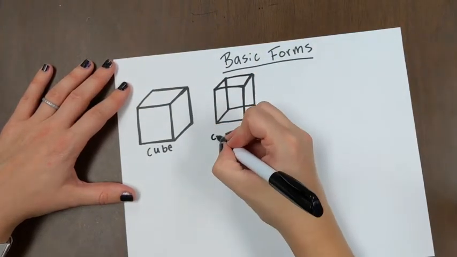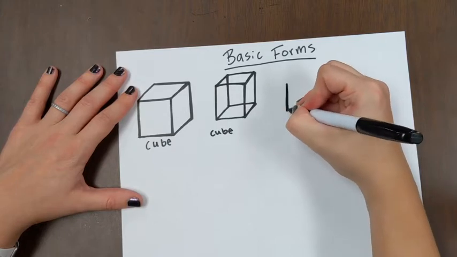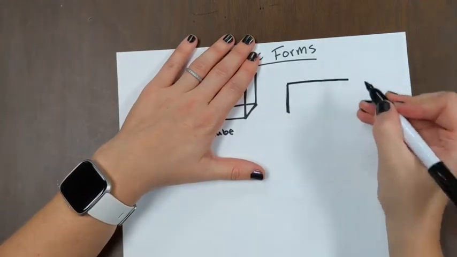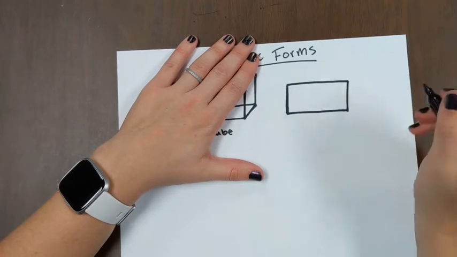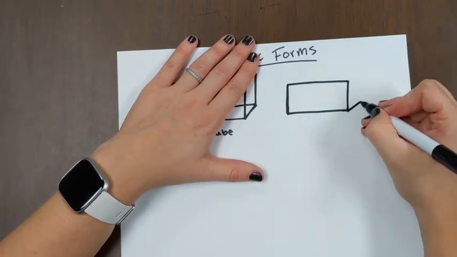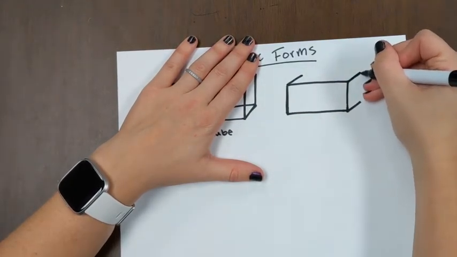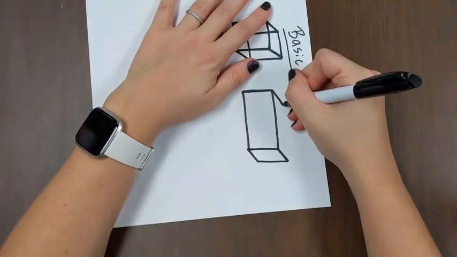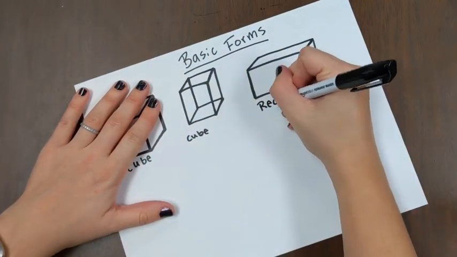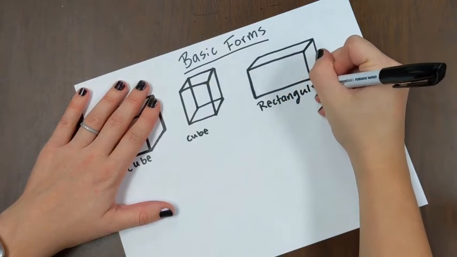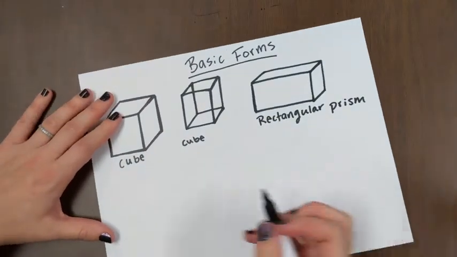I'm going to draw a cube underneath this one, and next let's try out a rectangular prism. So I start with a basic rectangle, and I do the same things that I did to the first cube I drew. I'm going to draw diagonal lines going from the corners, and then I'm going to connect them. Okay, so that would be a rectangular prism. So we have length, width, and depth showing. That would be three-dimensional.